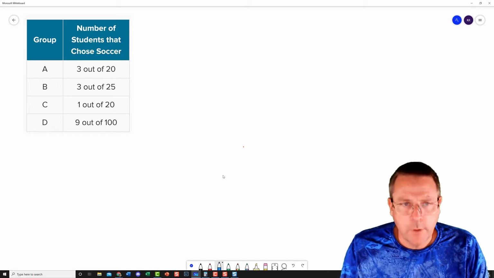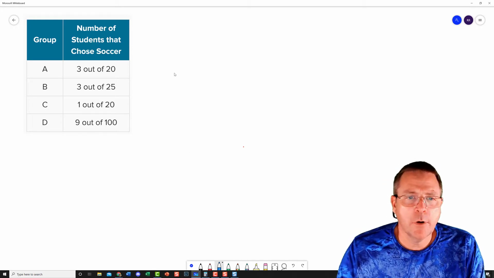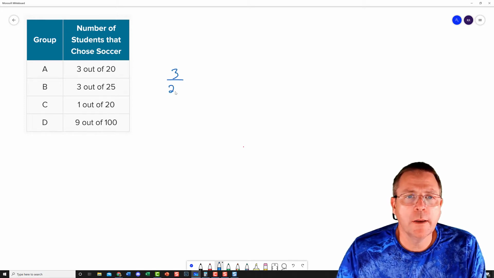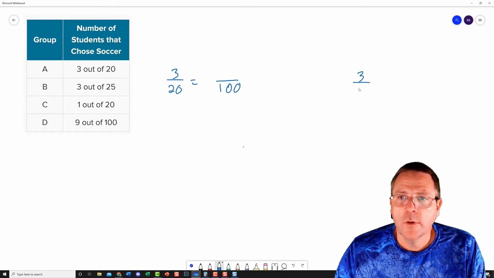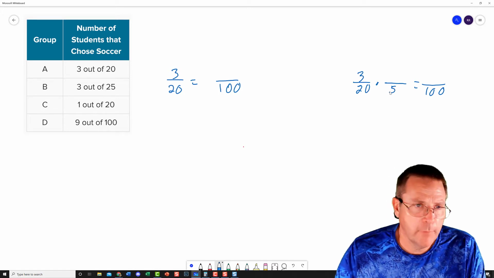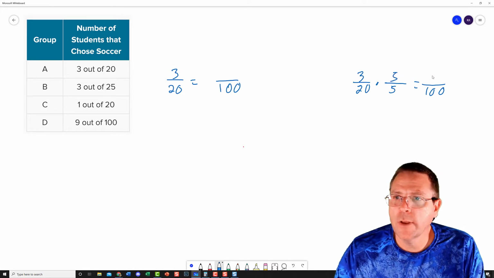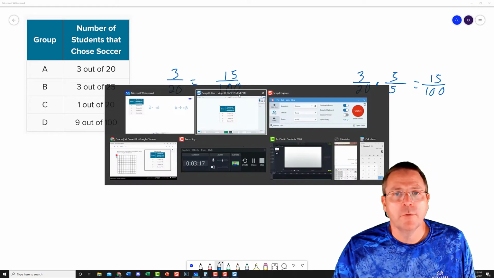Now we are working with a 10 by 10 grid, which means we need to get our second part of our ratio, which is 20, to be equal to 100. That means we have to ask ourselves 20 times what number equals 100. And of course that's going to be 5. If I do it on the bottom, I have to do it on the top, which means I'm going to have 15 on the top. So I'm going to have 15% of the grid.